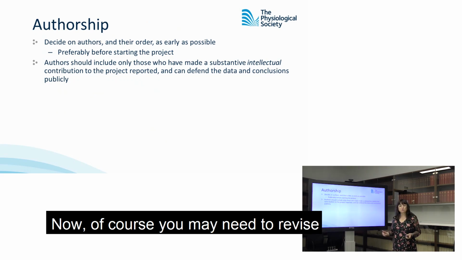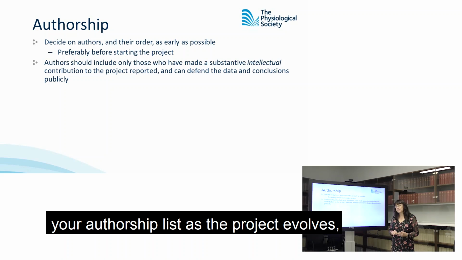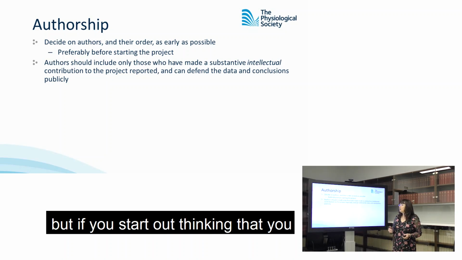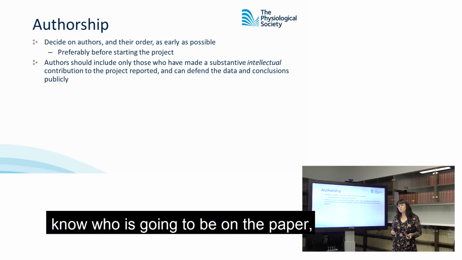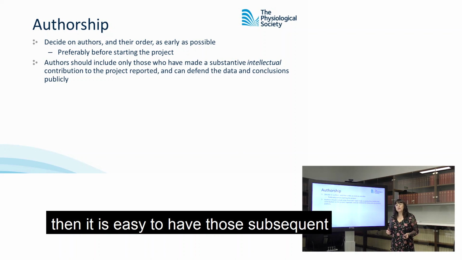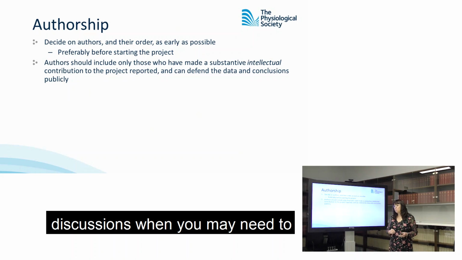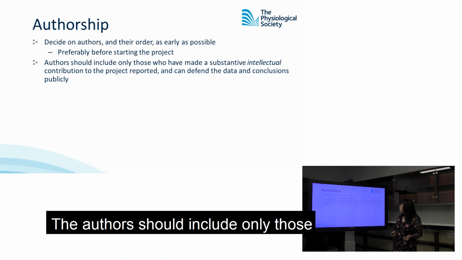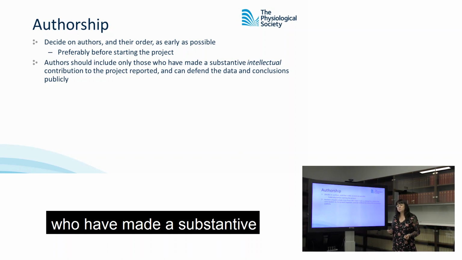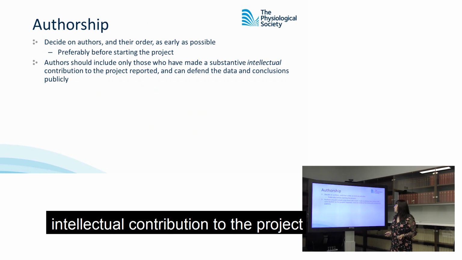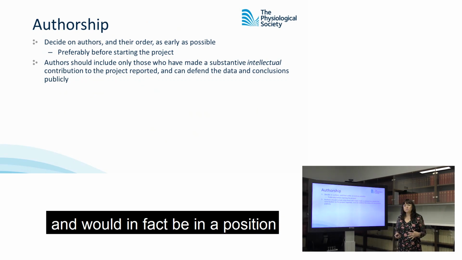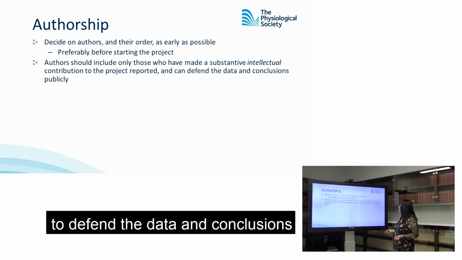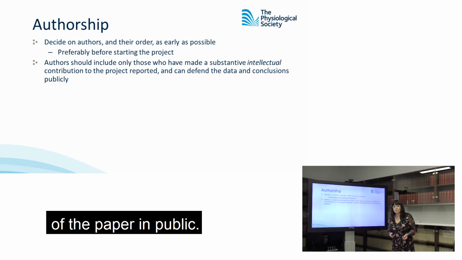Now, of course, you may need to revise your authorship list as the project evolves. But if you start out thinking that you know who's going to be on the paper, then it's easier to have those subsequent discussions when you may need to add authors or revise their order. The authors should include only those who have made a substantive intellectual contribution to the project and in fact would be in a position to defend the data and the conclusions of the paper in public.